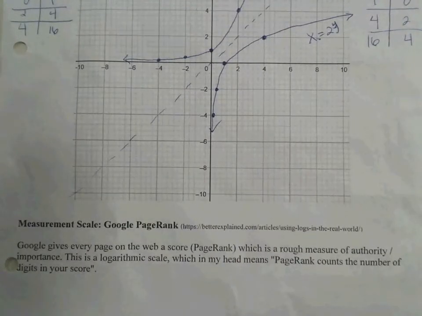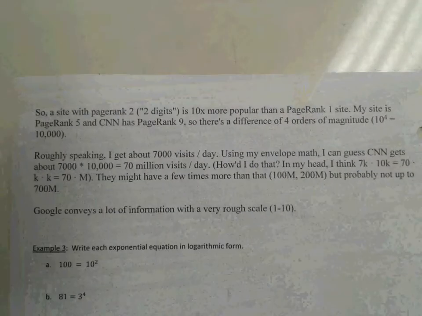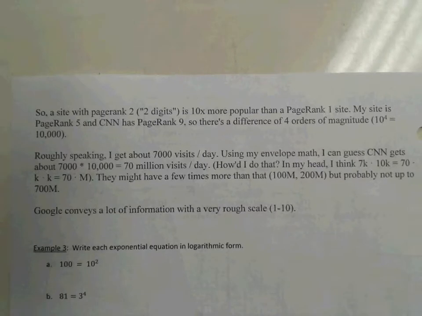Now we have another application of logarithms when we're talking about Google PageRank. So can someone volunteer to read measurement scale Google PageRank? Thanks, Maddie. It's at the bottom right here. Google gives every page on the web a score, PageRank, which is a rough measure of authority or importance. This is a logarithmic scale, which in the head means PageRank counts the number of digits per score. Good. Flip it over.